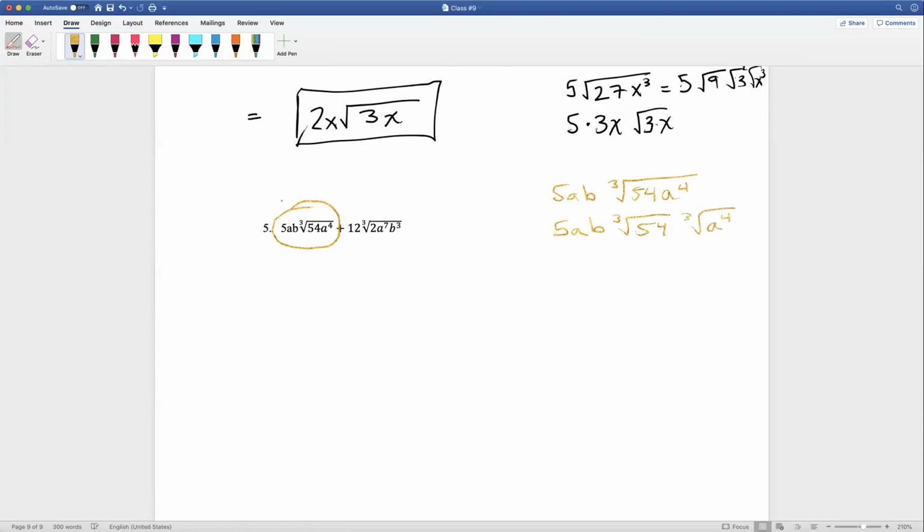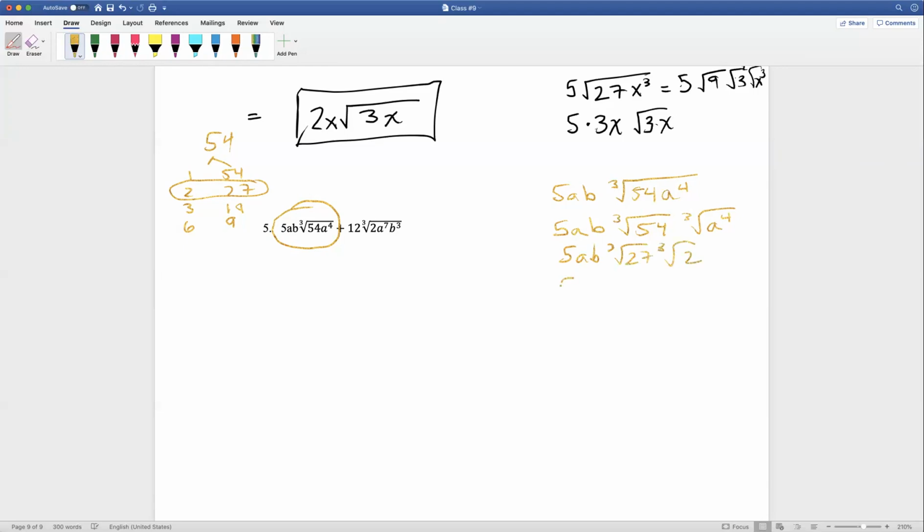Cube root of 54. Does 54 have any perfect cube factors? Well, 54 is 1 and 54. 54 is 2 and 27. 54 is 3 and 18. 4 does not go into 54. 5 does not. 54 is 6 and 9. Okay. Any perfect cube factors, it's a cube root. And notice we do. We have 27. So we can break this up into 5ab cube root of 27 times the cube root of 2.